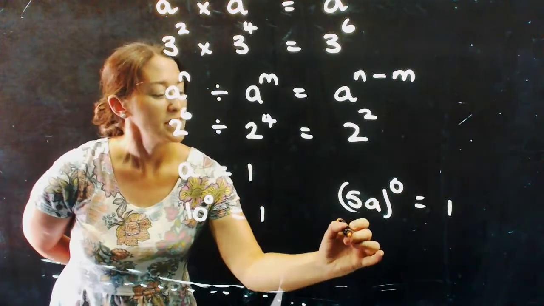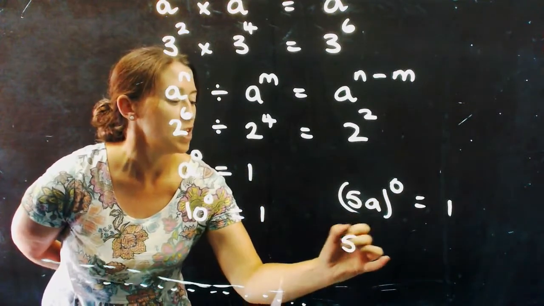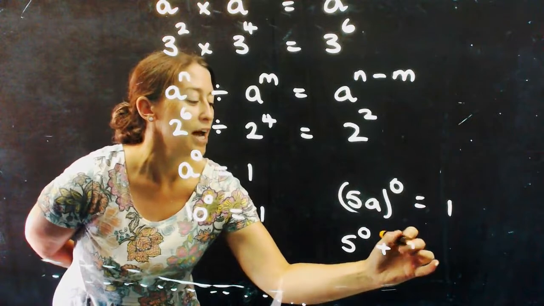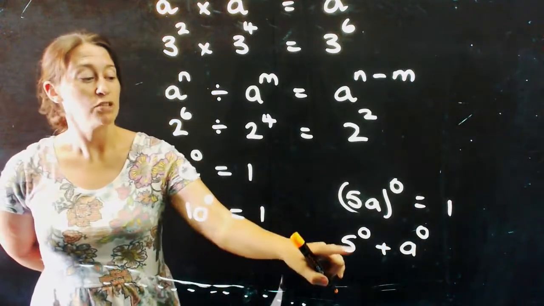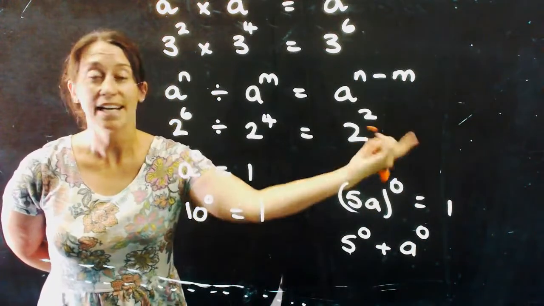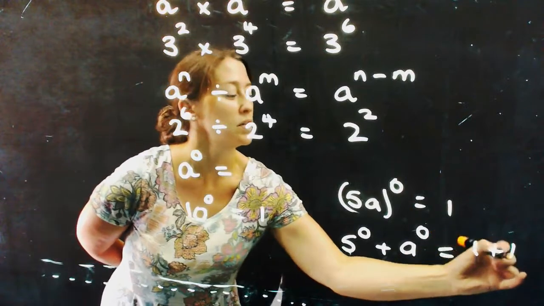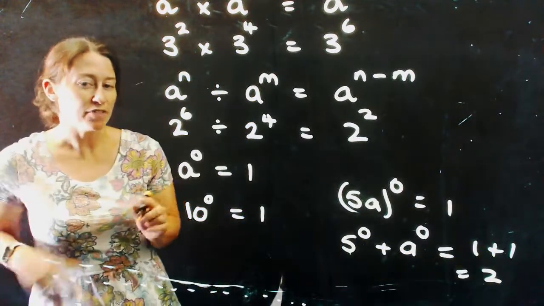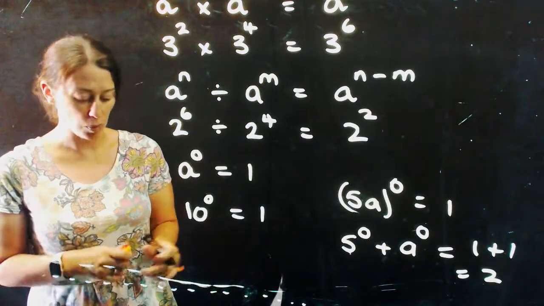But if you've got, for example, 5 to the 0 plus a to the 0, that's a bit different because 5 to the 0 is 1, plus a to the 0 is 1, and 1 plus 1 is 2. So you really have to be careful when you're solving these kinds of problems.